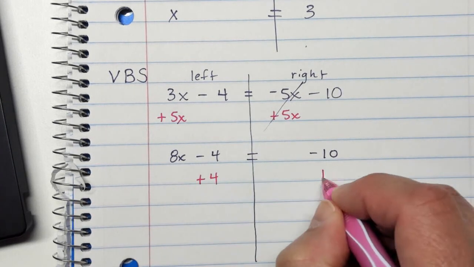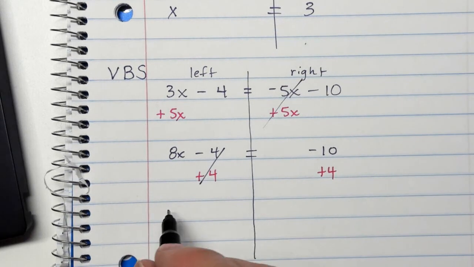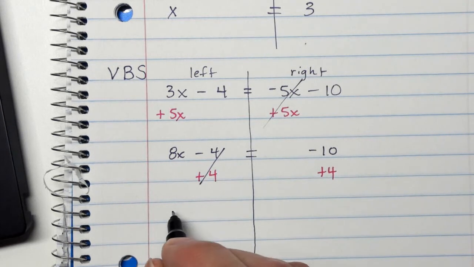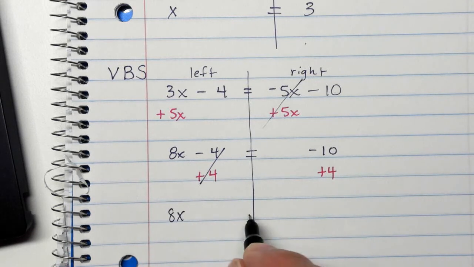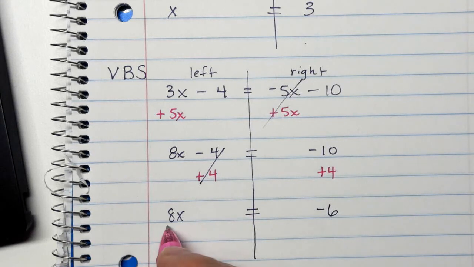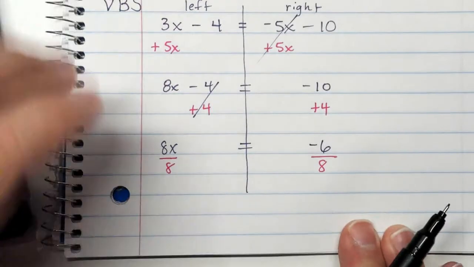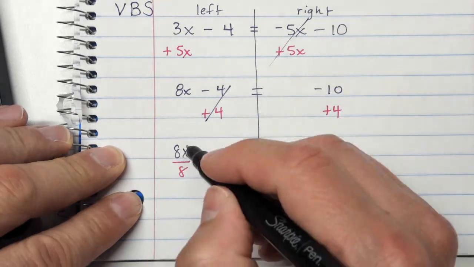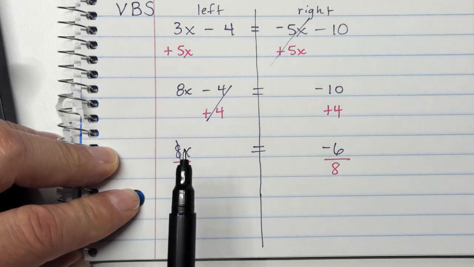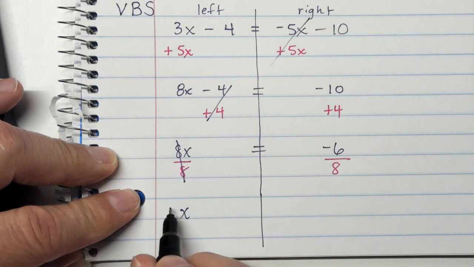Add 4, add 4. Let's cancel. You've heard me say this before, there's no such thing as canceling it. That actually equals 0. Then you get 8x equals negative 6. And you divide by 8. Divide by 8. Those cancel. Not really. Let me rephrase this. 8x divided by 8 is 1x. So you don't need to write the 1 right here.